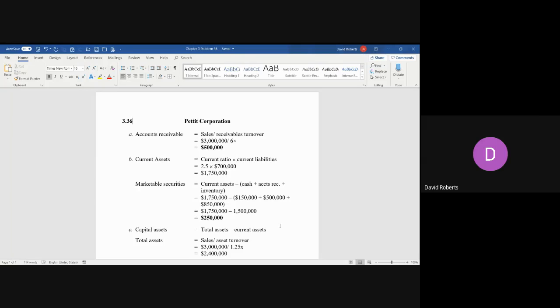The accounts receivable is simply taking the sales dollars. In this case, you have to be careful. It's credit sales of $3 million and dividing it by the receivables turn. So you get a number of 500,000. What does that represent? What that represents is your average accounts receivable balance.